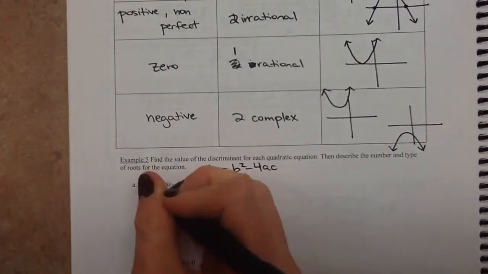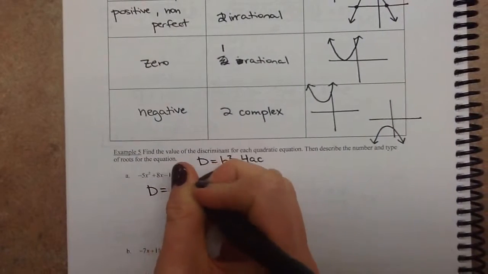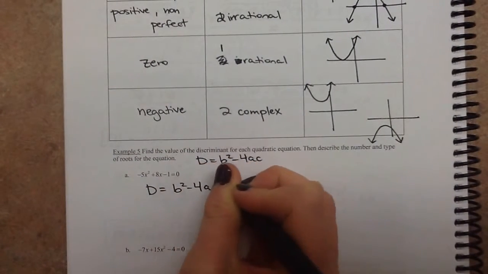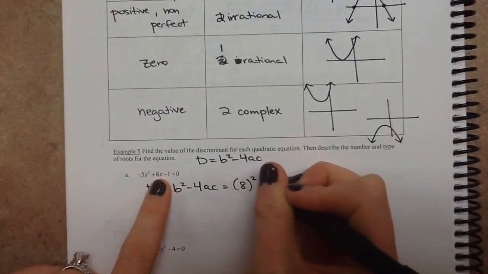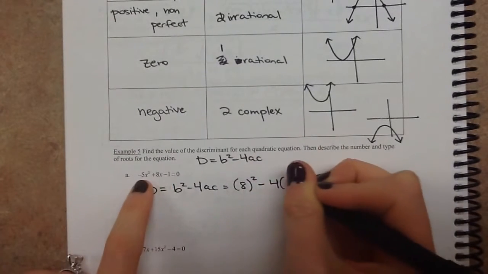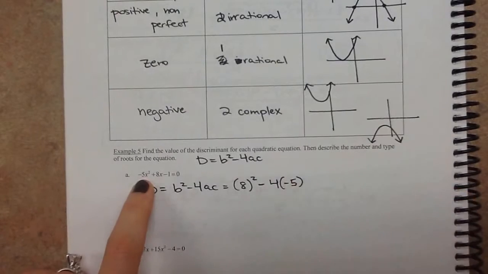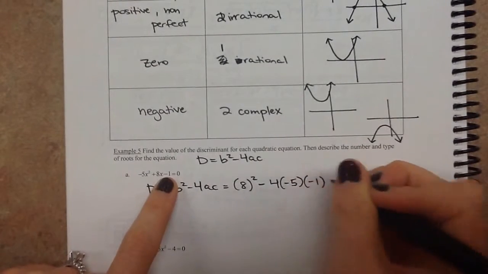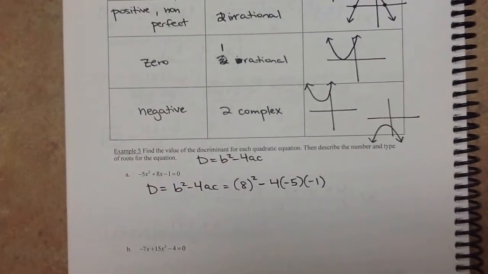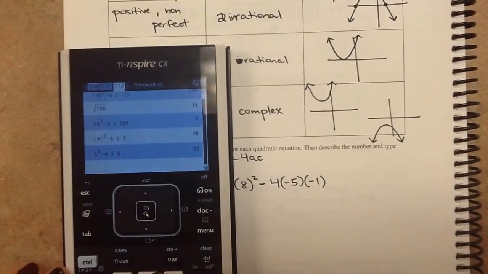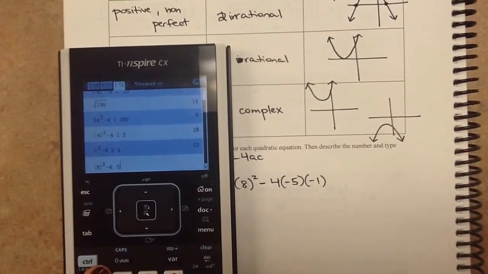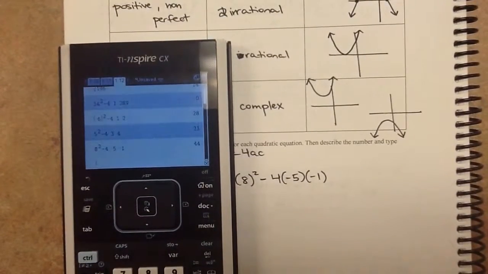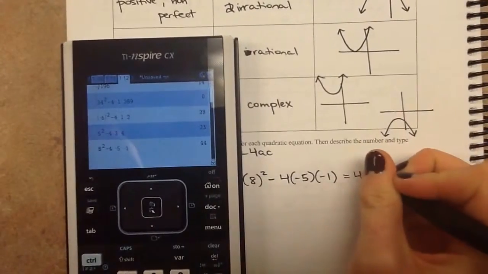Okay, so here, the discriminant, b squared minus 4ac, we can fill in the following values. Here b is 8, that's the number in front of the x. a is negative 5, that's the number in front of the x squared, and then c is negative 1, that's the number that's just hanging out by itself. So we can plug this right into the calculator. You've got 8 squared minus 4 times negative 5 times negative 1. To enter, we come up with 44.